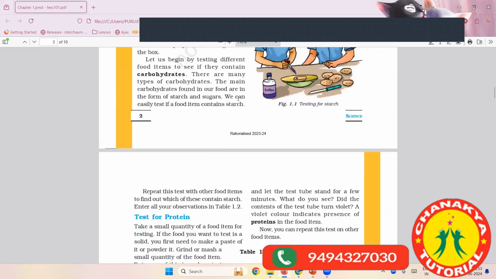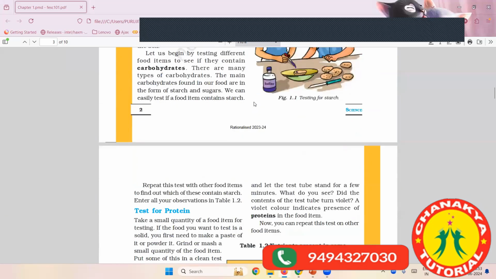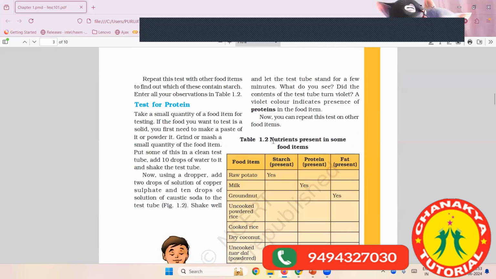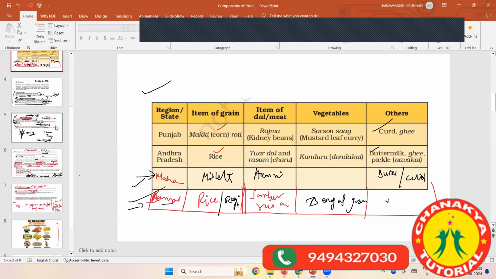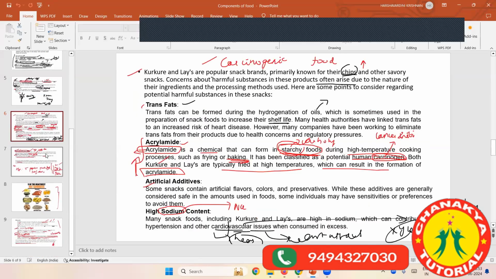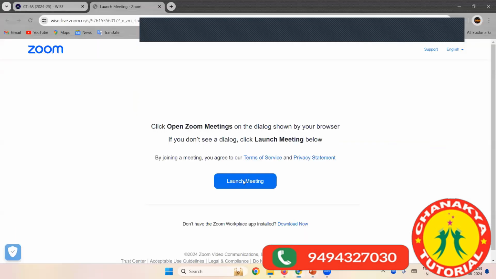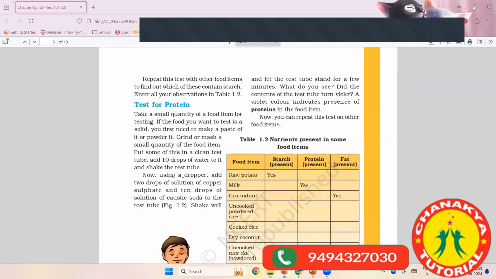So again, now we have seen the test for starch and now the test for protein. Like we saw, we saw all the things. What is protein? What is starch? What is sugar? What is a vitamin? Everything we saw. Now we are testing it. We have to test whether the food item is having that or not. So now we are testing whether the food item is having protein or not.